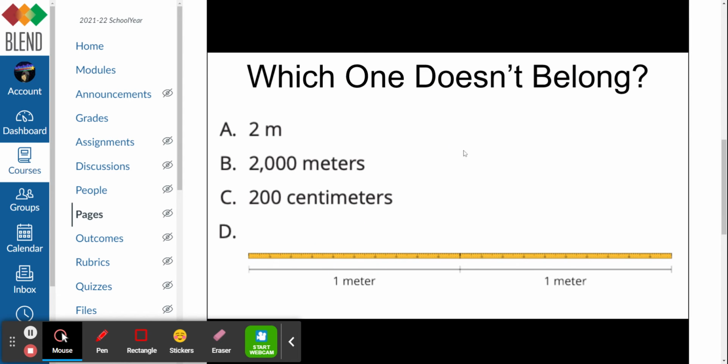But first, let's do a warm up. Based on yesterday's information, which one does not belong? Out of all four of these, one of these things is not the same.